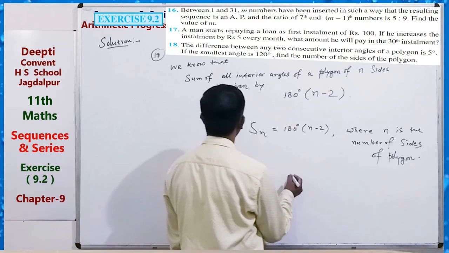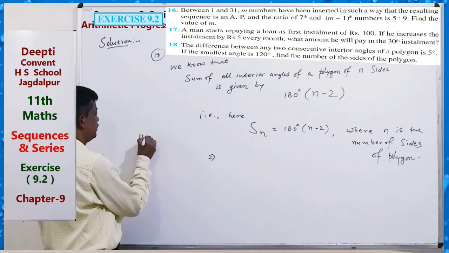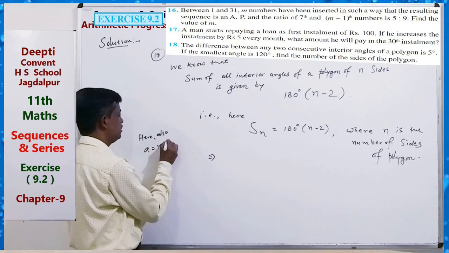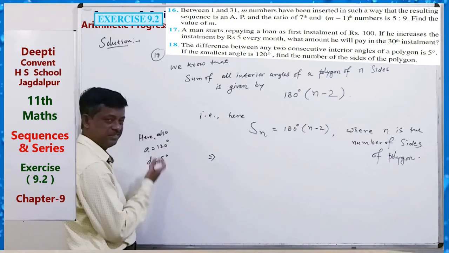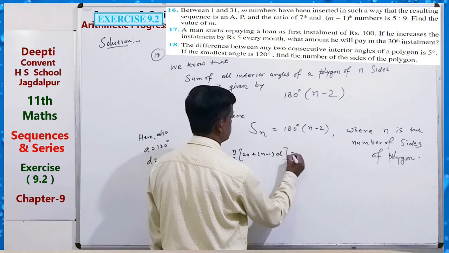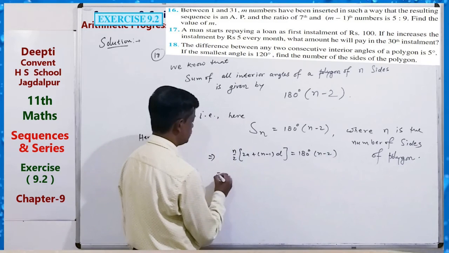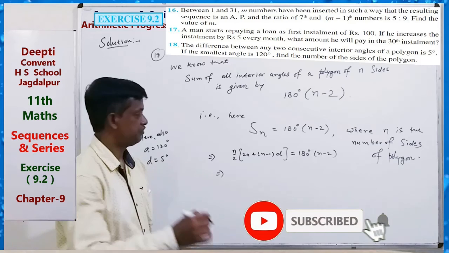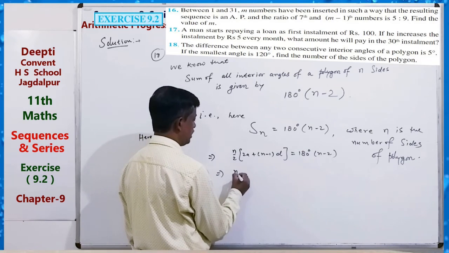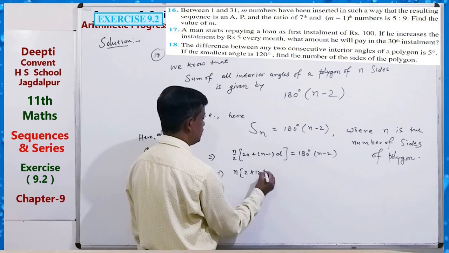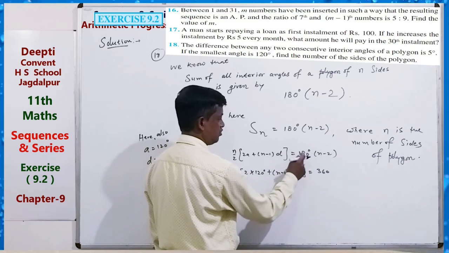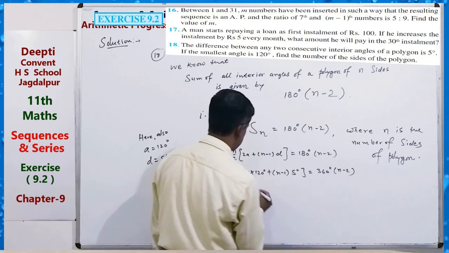So here the smallest angle is 120 degrees. Here also a equals 120 degrees and d equals 5 degrees. This is given. So Sn equals n by 2 (2a plus (n minus 1) into d) equals 180 degrees (n minus 2). So n by 2 into (240 degrees plus (n minus 1) into 5 degrees) equals 180 degrees (n minus 2). Now you can solve it.